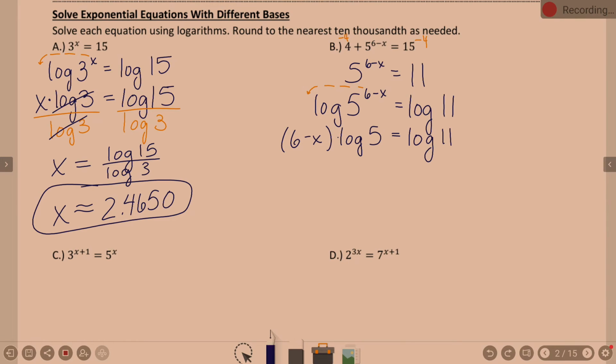Okay, and that does work. That is one option. If you look at this, guys, it's 6 minus x times log of 5, yes? One option is to take the log of 5 and divide it to the other side. And then we'll have 6 minus x, and we can solve for x from there. Okay? Anyone see the other option?